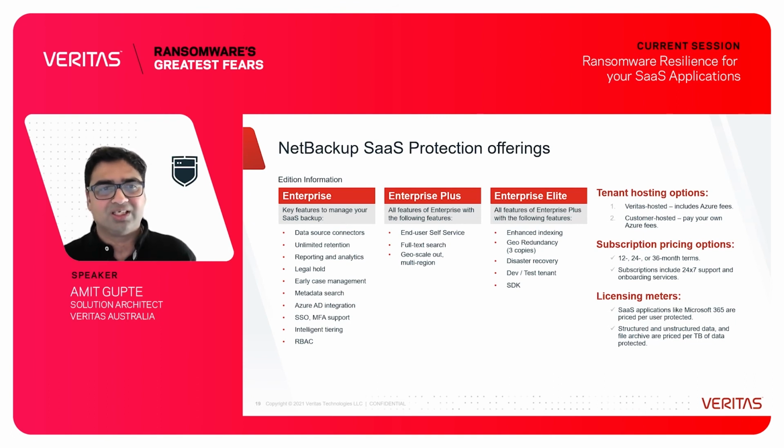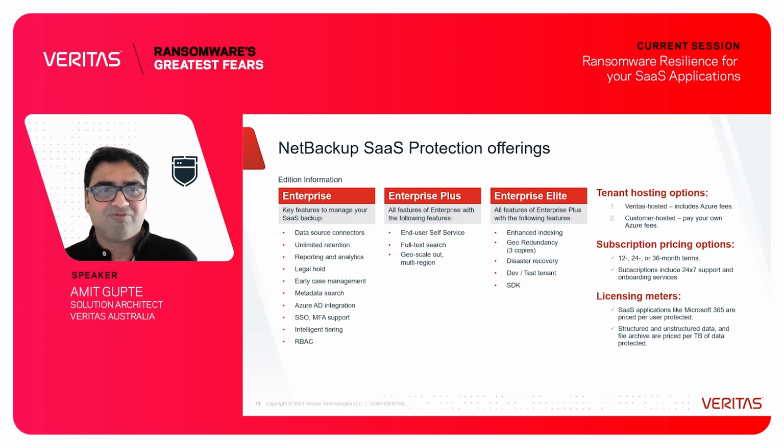Your first choice is which NetBackup SaaS Protection edition is the best fit for your organization. The three options are Enterprise, Enterprise Plus, and Enterprise Elite. The difference between the editions is full support for more features with each higher level of edition. For example, if you're looking for simple, reliable, and secure backup for your SaaS data and have no need for other additional features, you're most likely good with Enterprise Edition.